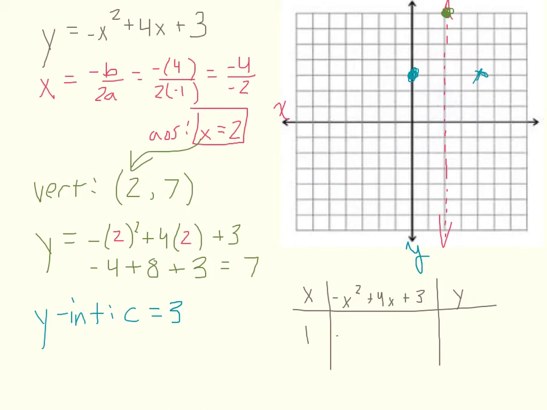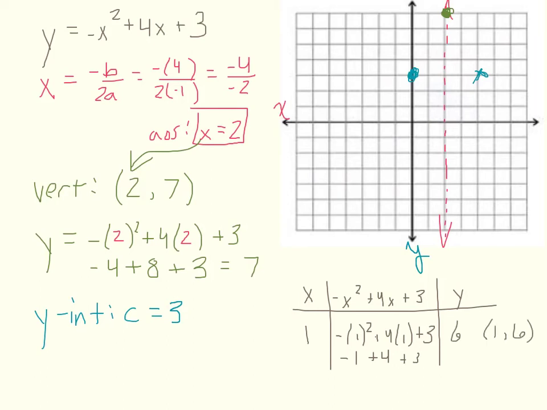I'm going to show my work in the middle. You don't always have to do your tables like this, but I like that. Negative x squared plus 4 times 1 plus 3. And I just like to use this middle part to kind of show my work. So I get negative 1 squared is 1 plus 4. That gets me 3 plus 3 is 6. So my next point is 1 comma 6.